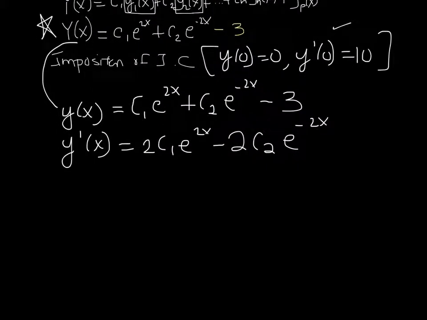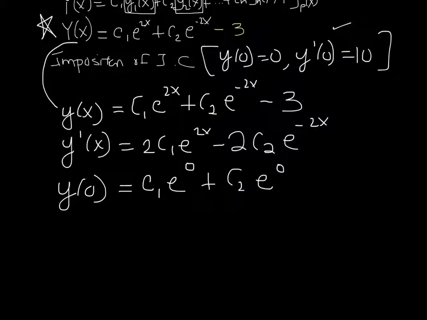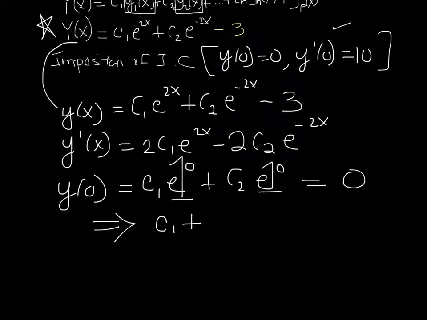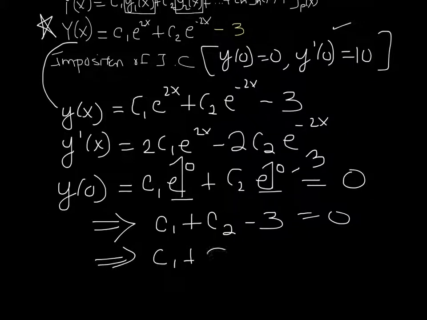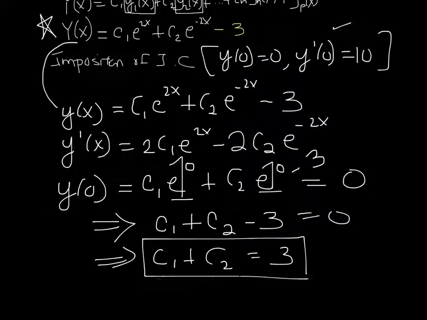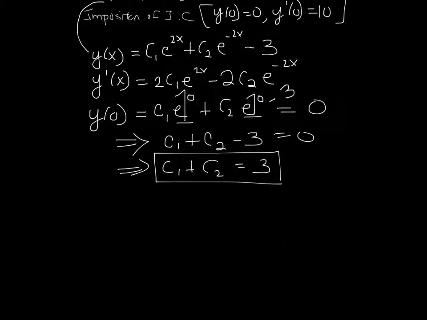Okay, so impose ICs. y of 0, well, that's c1 e to the 2 times 0, which is going to be e to the 0, plus c2 e to the 0, and that's going to give me 0. What does this imply? Well, e to the 0 is 1, from elementary algebra, so c1 plus c2. And, oh, I actually forgot my 3 right here, because that's not the derivative. So minus 3 equals 0, and we can write that as c1 plus c2 equals 3. Okay, so there's one equation that's going to help us find c1 and c2.